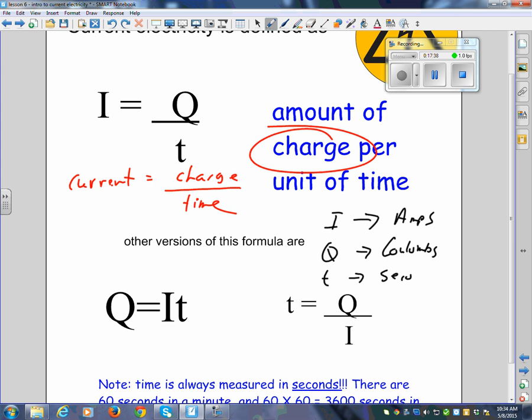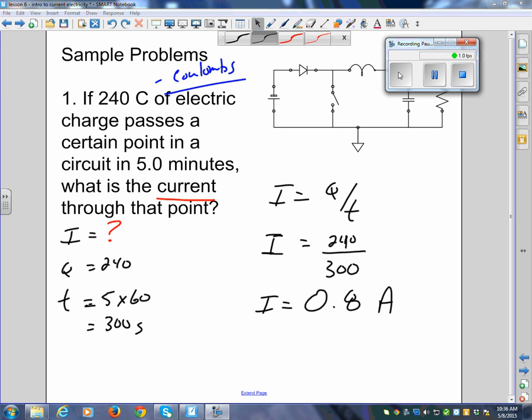And keep in mind, you can write anything you want on any of those yellow sheets and use it on the test. I'll pause there. So if you haven't had a chance to write that all down, now is your chance. I equals Q over T, I is equal to 240 over 300, 0.8 amps. You can just write A for amps.